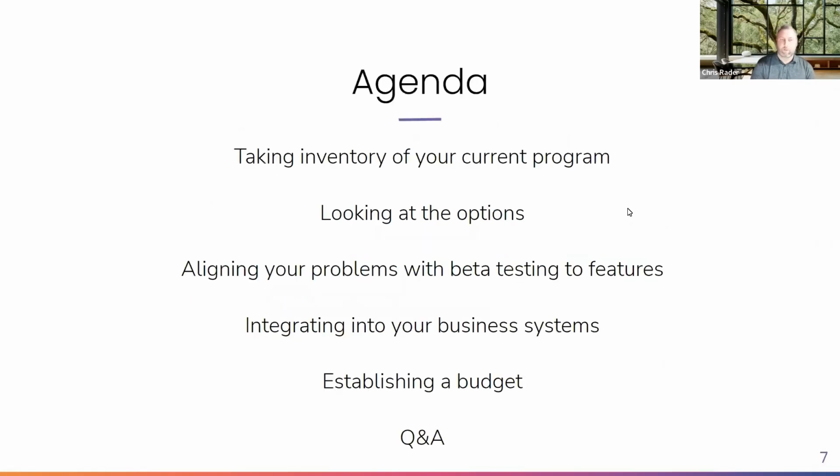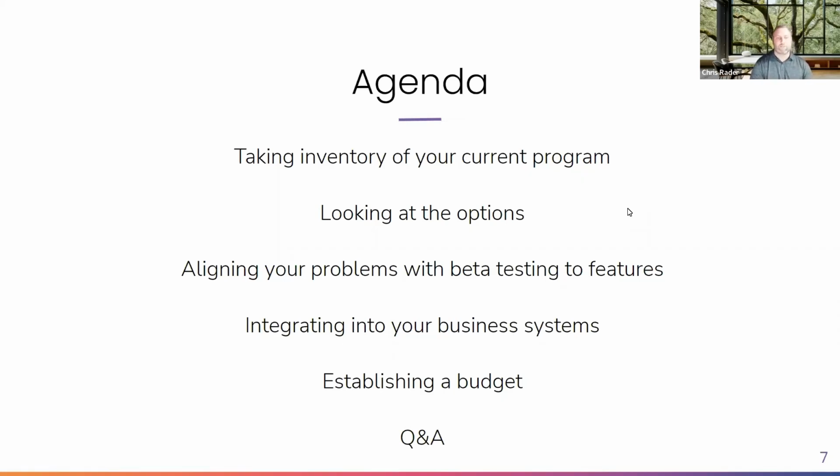All right, so really quickly, just an agenda. I have it broken into 5 parts. Obviously, the name of the webinar is 5 things you should look out for in beta testing tools. That first one being taking inventory of your current program. It's always good to start off with a retrospective of what you're doing today, what challenges you have, what issues you have, what's initiating the need or interest in looking at another tool to run your beta test.